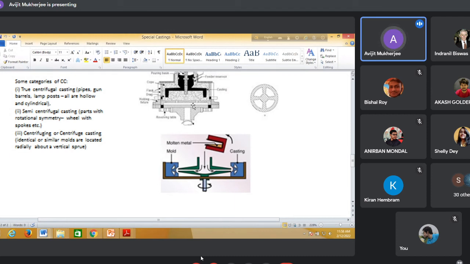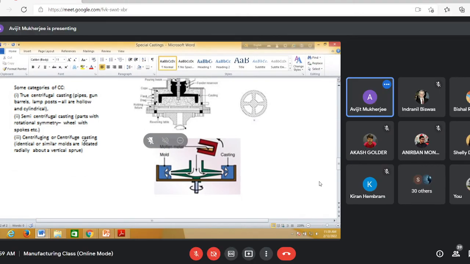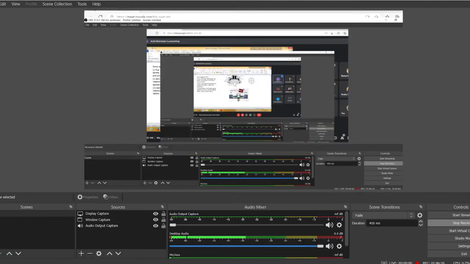So die is designed accordingly. And another one is centrifuging or centrifuge casting. Centrifuging or centrifuge casting is used for mass production, but not necessarily for producing hollow section. That is important to note. We may have any other shape, maybe solid square block, solid block, etc.